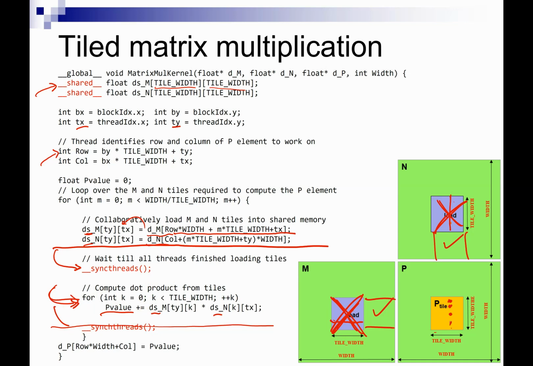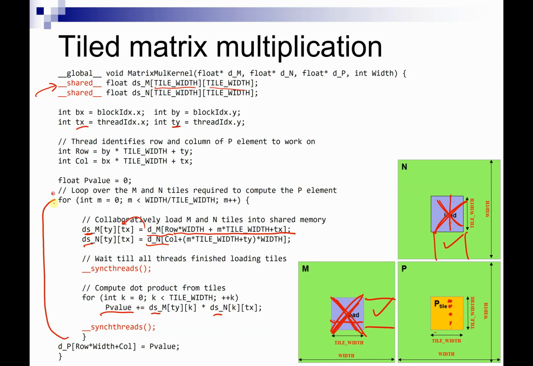When that happens, we go on to the next iteration of the for loop. The total number of iterations is the number of stages that we have. Here we have, let's say, 3 stages, and this is equal to the width divided by the tile width. In the end, this P here is going to end up with the correct value for this entire row times this entire column, and then we can write that result back to the global memory.